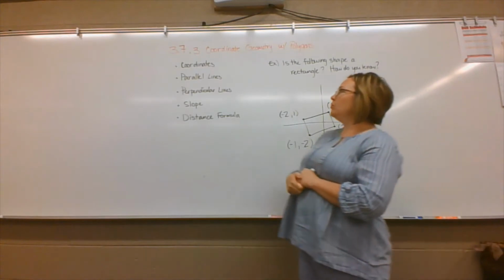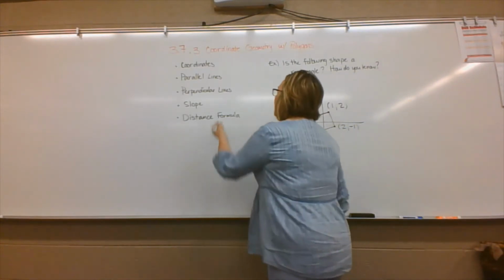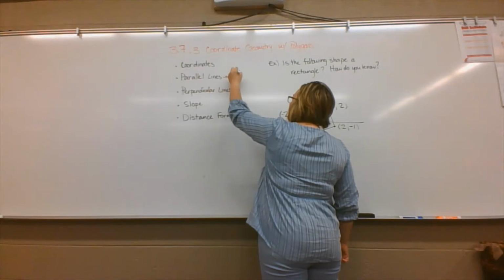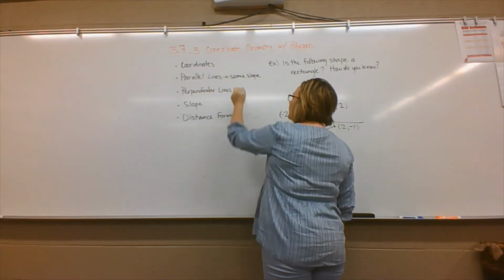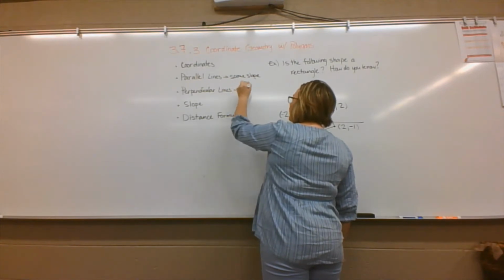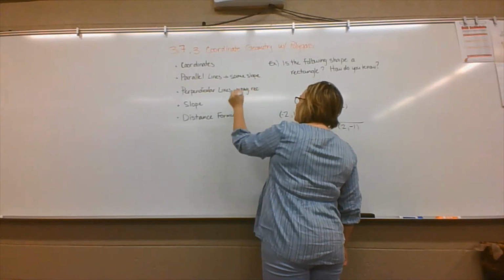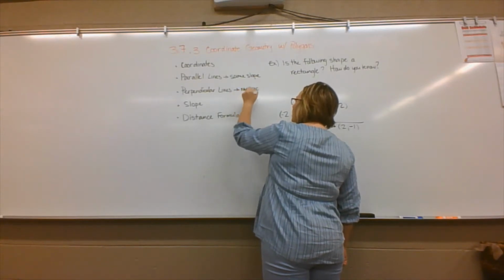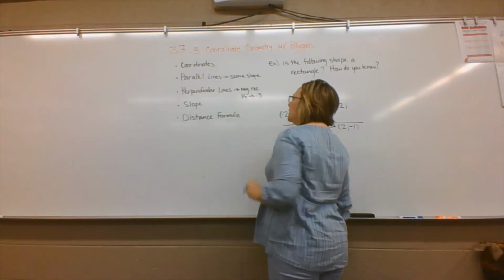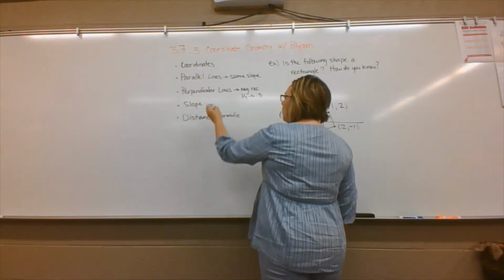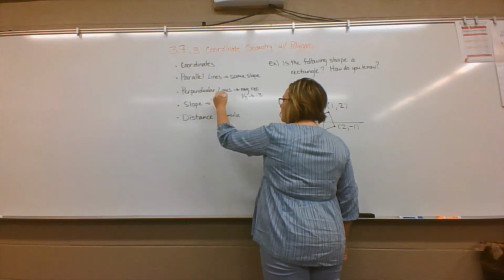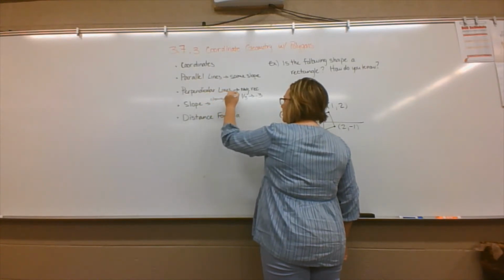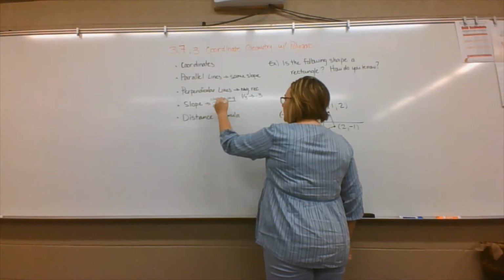Okay, you need to remember what parallel lines are. They have the same slope. And perpendicular lines, they have a negative reciprocal for a slope. So 1/3 becomes -3 and so forth. Slope is the change in y over the change in x.